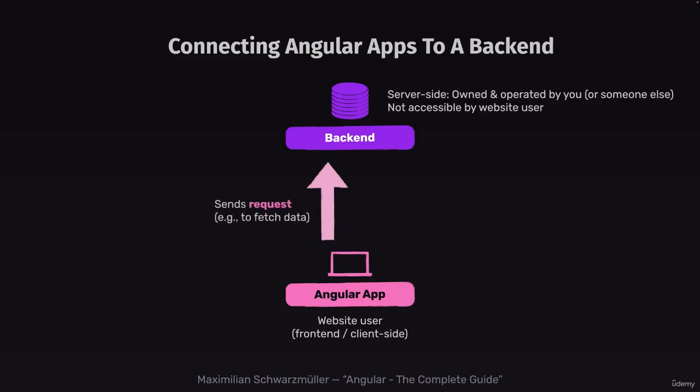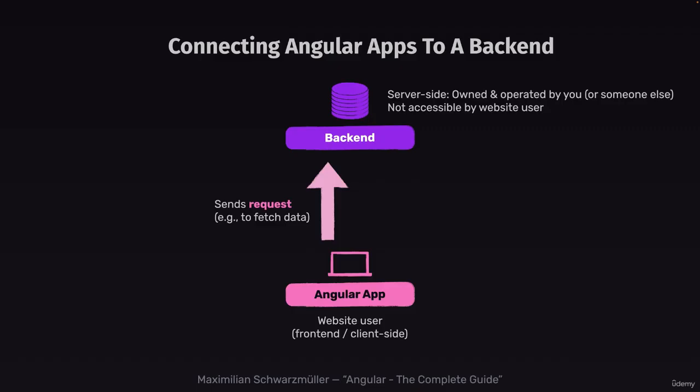And that is indeed what it will do. That is how you connect an Angular application to a backend. You send HTTP requests from inside the Angular app, so from inside your Angular code to that backend API, for example, to fetch some data, but also, for example, to send some data to the backend and store it there. Both is possible and both will be covered in this section.